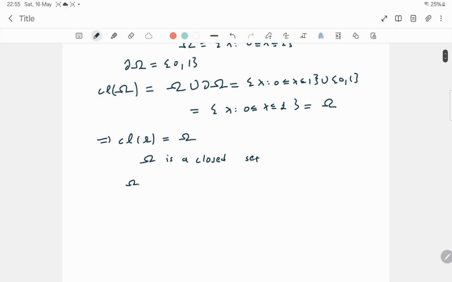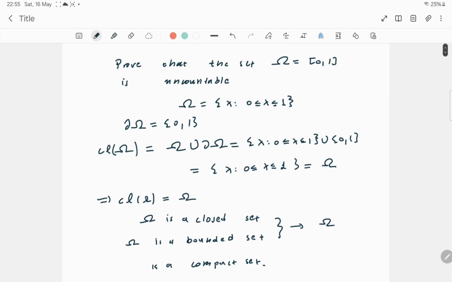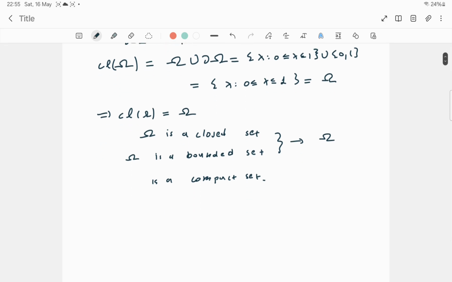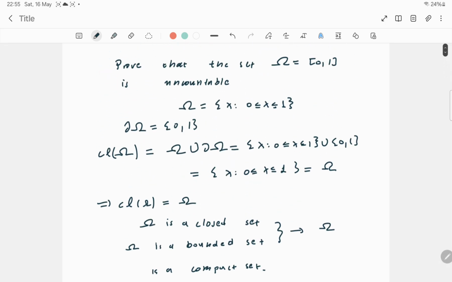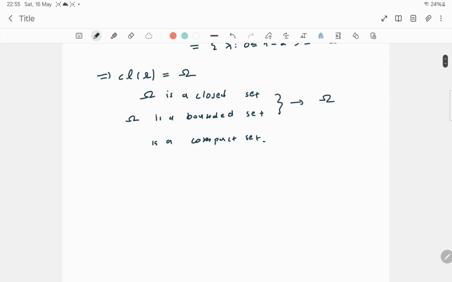Also, omega is a bounded set. So omega is a compact set. This set has very interesting properties. This interval [0, 1] is very usually encountered in analysis. So how do we prove that the set omega is uncountable? We do it in the following way.